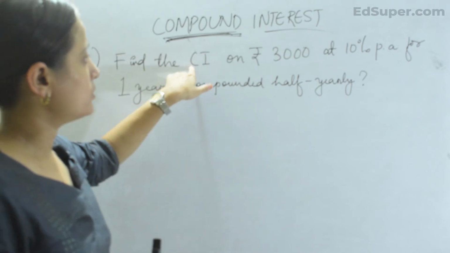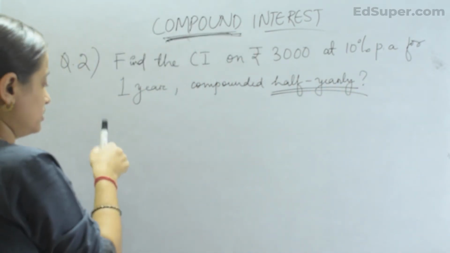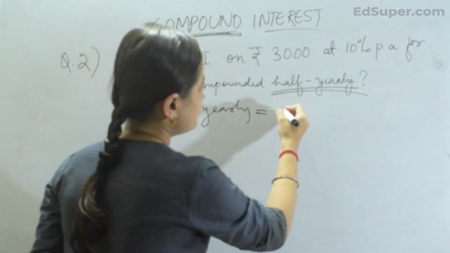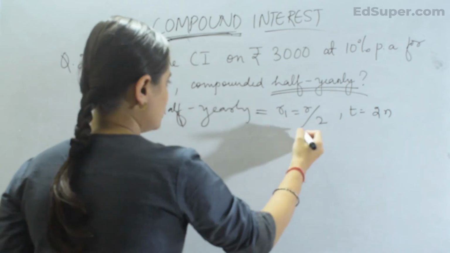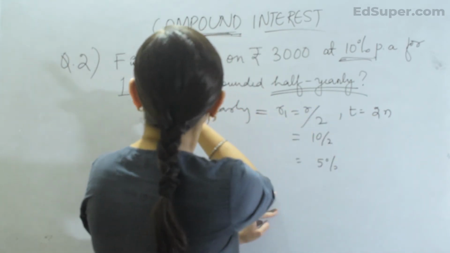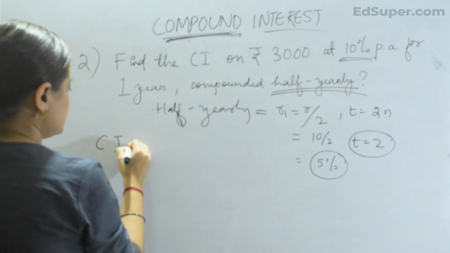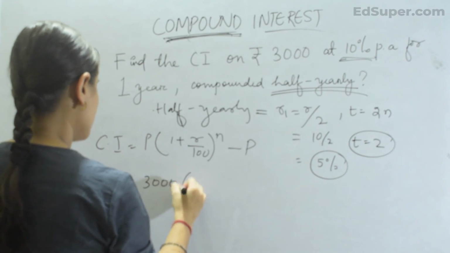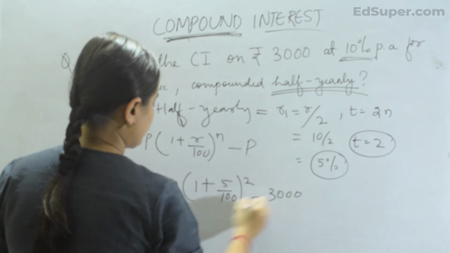Second question is, find the compound interest on rupees 3,000 at 10% per annum for 1 year compounded half yearly. While telling you formulas, I said if a half yearly question is given, simply halve the rate, so R will be R by 2 and time will be doubled, 2n. So your rate here is 10%, meaning 10 by 2 is 5%, and your time is 1 year compounded half yearly, so it will be 2. By taking this, solve it: P into (1 plus R by 100) to the power n minus P. Your P is rupees 3,000, R is 5, so 5 by 100, the power is 2, minus 3,000. Solve for it.